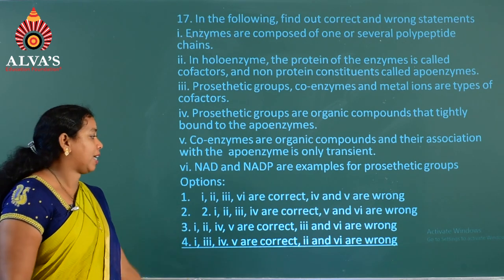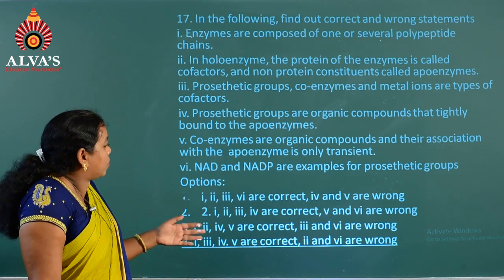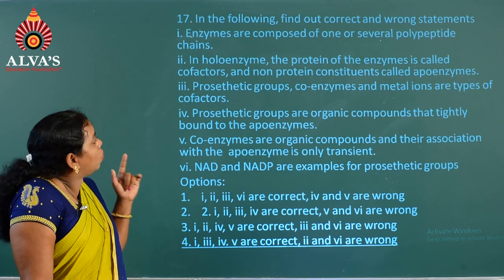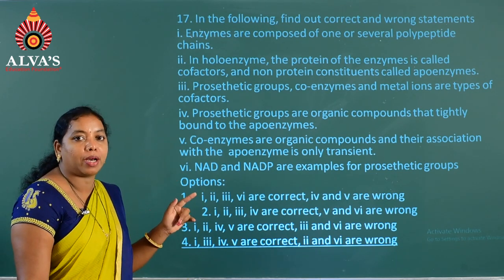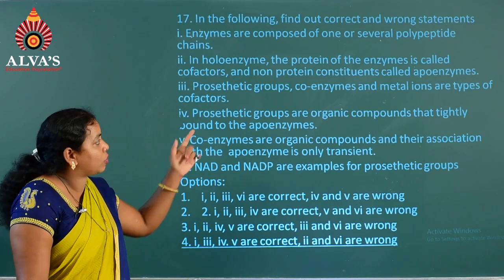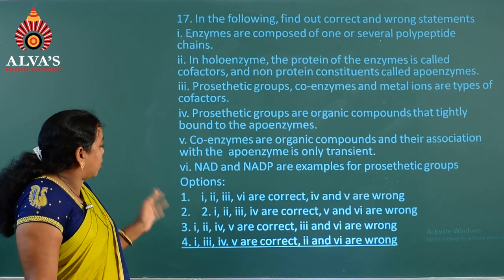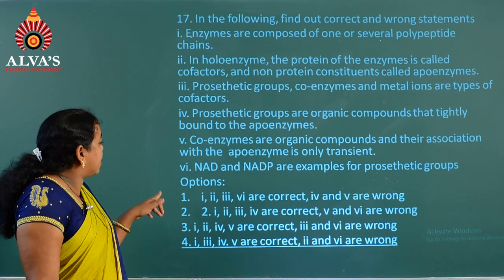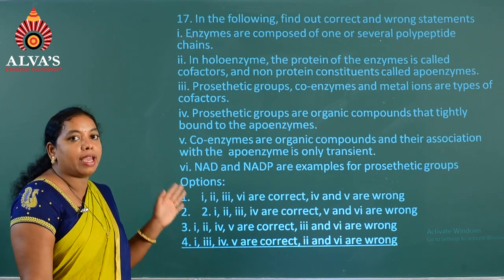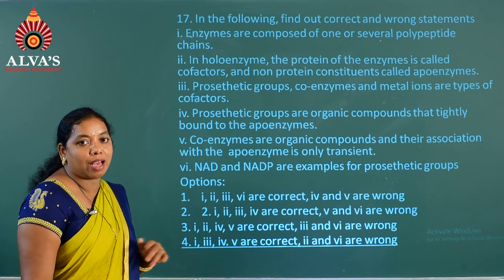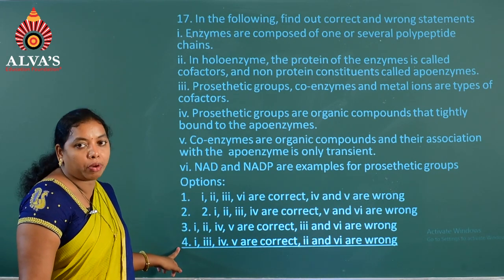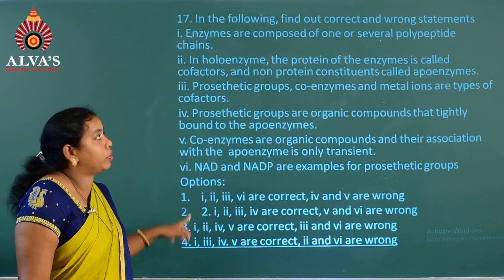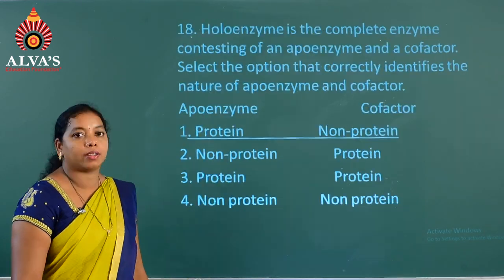We'll see why the 2nd and 6th ones are wrong. Second one: in holoenzyme, the protein part is called apoenzyme, and the non-protein part is called cofactors. That's why it is wrong. And the next one, the 6th one, which is wrong: if you consider, NAD and NADP are the examples for coenzymes. That's why we can say that option 4 is correct for question number 17.